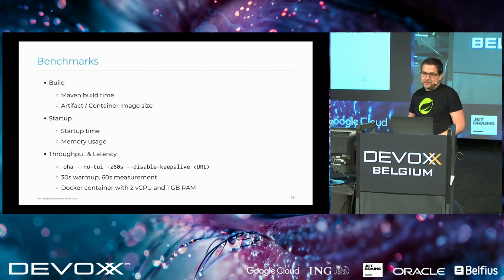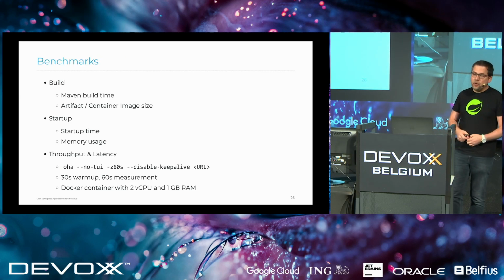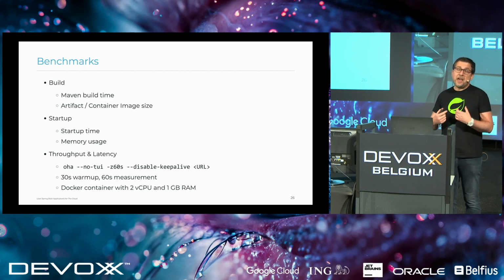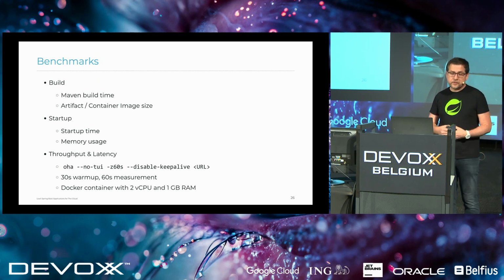So let's go to the benchmarks. And in the benchmarks, as I said before, we are going to have a look at the build time. So I measure the build time with Maven. I have a look at the produced artifact, which is in our case the container image. We look at the startup, which means startup time and memory consumption just right after startup. We will also do some load tests with OHA, which is a nice command line tool which can visualize while it's running the tests. But you can also disable the UI, and that's what I do. No TUI, it just runs everything on the command line.